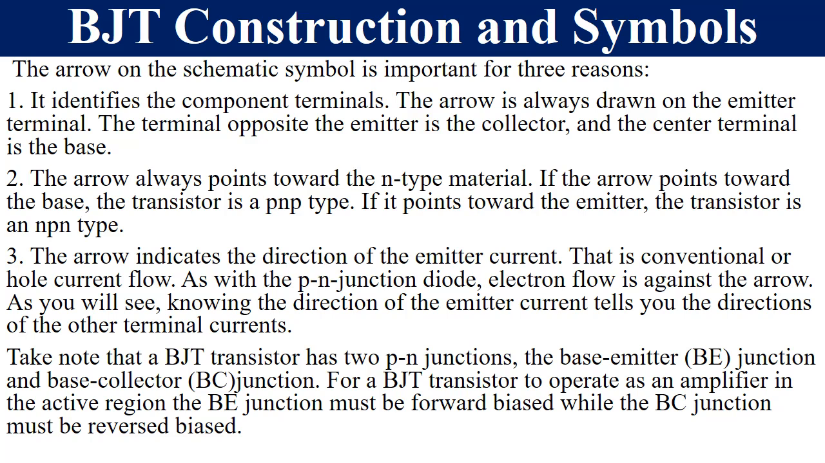Then a BJT, as seen, has two PN junctions, base-emitter and collector-base, and for it to operate as an amplifier, the emitter-base junction must be forward biased and the collector-base junction must be reverse biased.